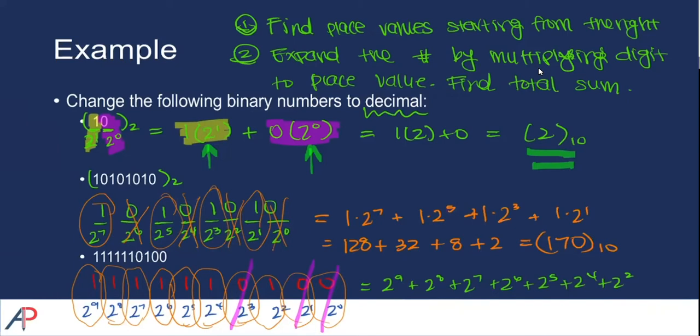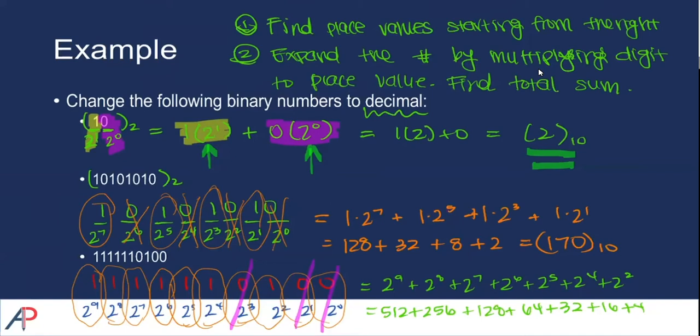Let's go ahead and do this. 2 to the 9th is 512, plus 256 because that's 2 to the 8th, plus 128 for 2 to the 7th, plus 64 for 2 to the 6th, plus 32, plus 16, and plus 4, whatever that sum is. Oh, is it 1012?